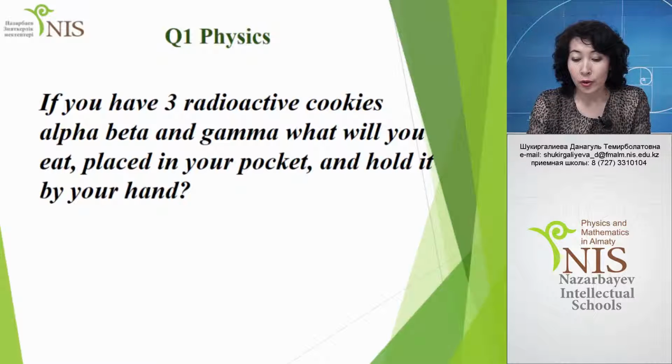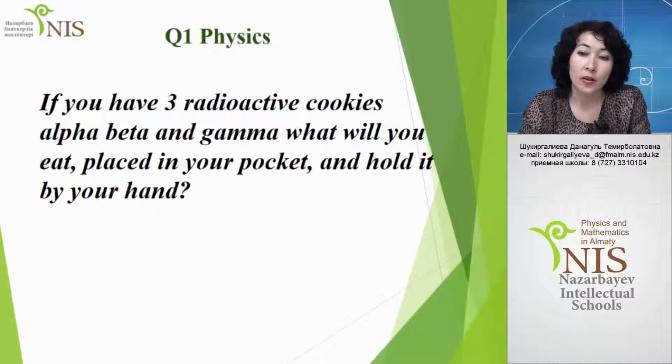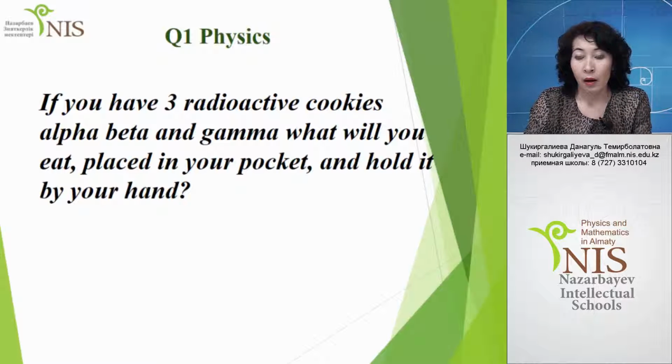the first question, number 1, is related to physics. I ask this question: If you have 3 radioactive cookies, alpha, beta and gamma, what will you eat? Place it in your pocket and hold it by your hand. After giving 1 minute for discussing, I'll show the correct answer and students compare their own answer.